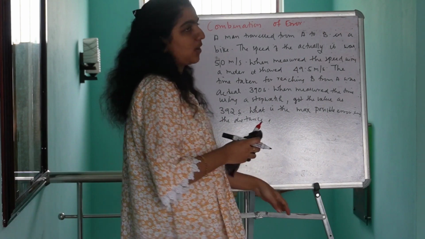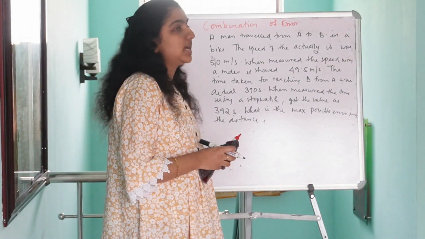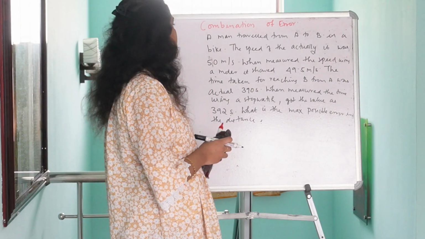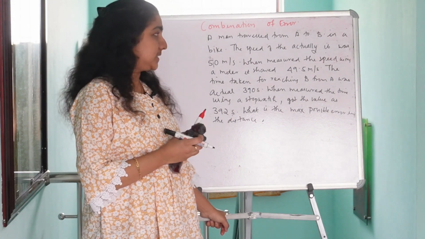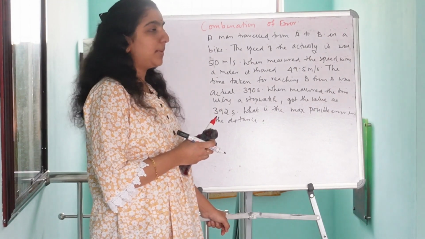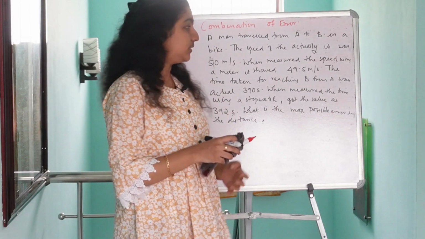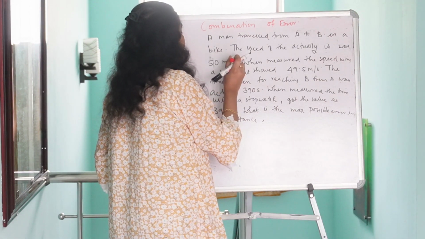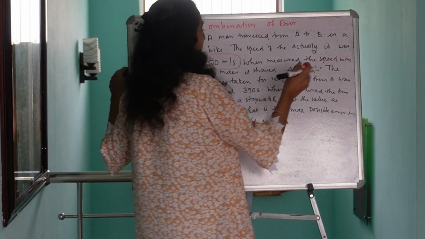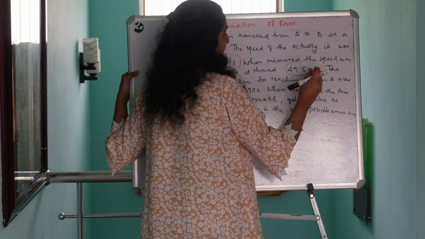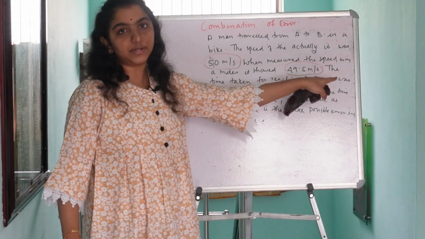So we can say this problem is a verbal problem, isn't it? Yes. So first let's try to understand the problem, then we will see the solution. A man traveled from A to B in a bike. The actual speed of the bike is given as 50 meter per second, and the measured value of the speed is given as 49.5. So this is the actual speed and this is the measured value.